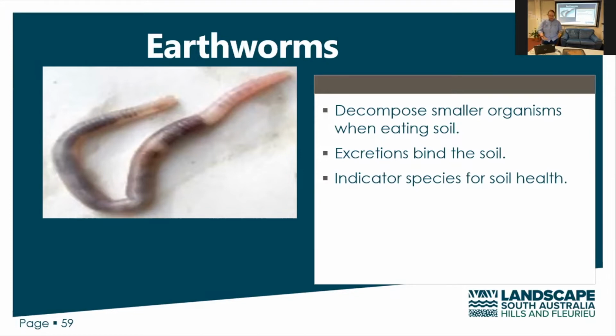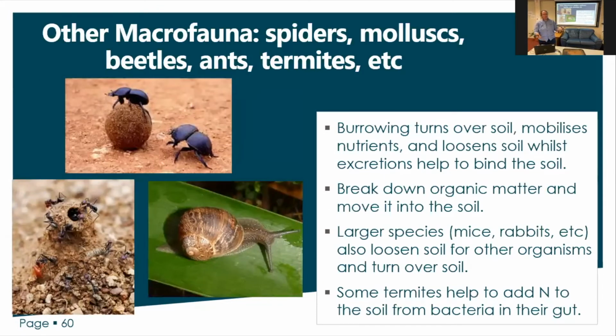If they're allowed to live their lives in a secure house, they're more likely to be able to spread and reproduce. Other things, spiders, mollusks, those things with shells, snails, beetles, ants, termites, etc. They burrow, they turn over the soil, they mobilise nutrients. Ants come up to the surface and grab stuff and bury it. They break down the organic matter. Larger species, mice and rabbits and so forth, also loosen the soil, dig things. Can't say I'm particularly fond of mice because they get into my pantry, but as long as they stay out in the soil, all good.